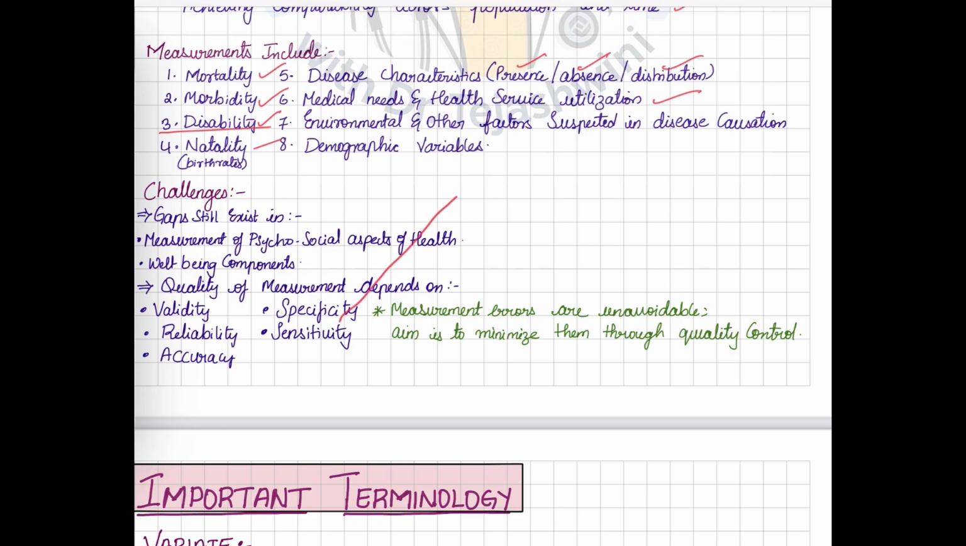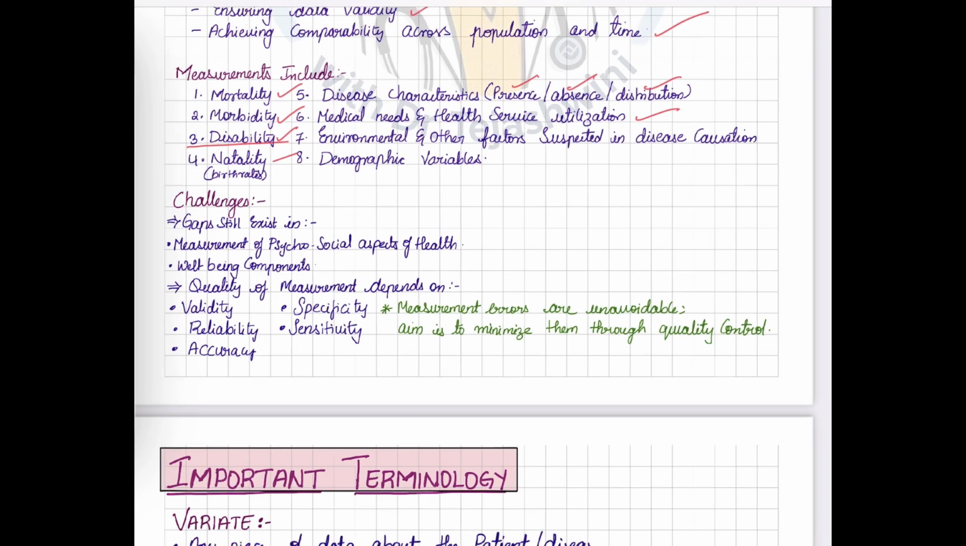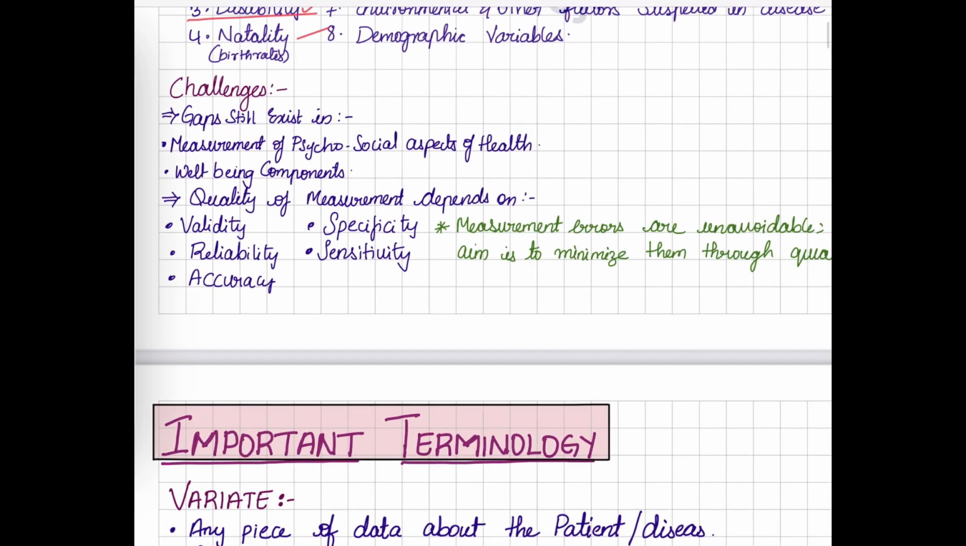Next, what are the challenges faced? The challenges faced are gaps. Still, after measuring all these, there are still gaps in the epidemiology. The measurement of psychosocial aspects is a little difficult, and the well-being component is also a little difficult. The quality of measurement depends upon the validity, reliability, accuracy, specificity, and sensitivity of the test.